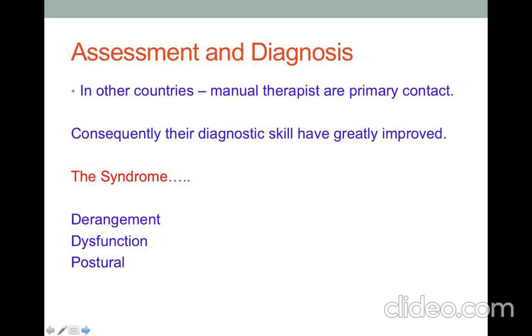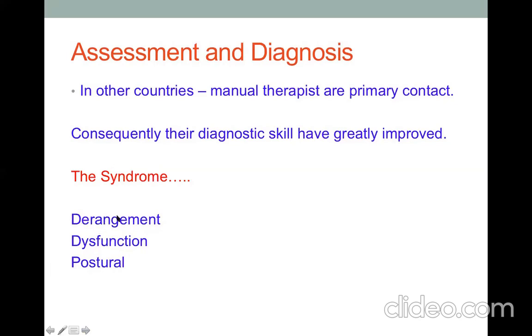McKenzie has predominantly distinguished low back pain or lumbosacral dysfunction into 3 particular syndromes: the derangement syndrome, the dysfunction syndrome, and postural. Postural is simple, maybe because of any kind of congenital deformities like scoliosis and kyphosis. These 2 are the most important for any physical therapist to understand.